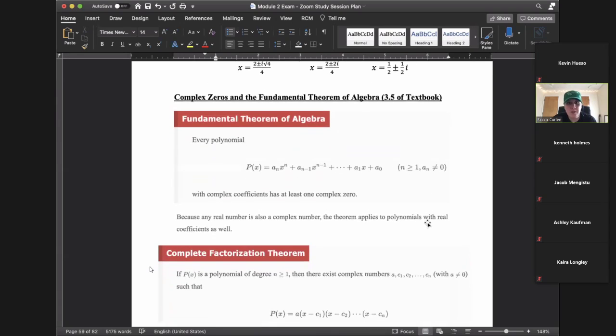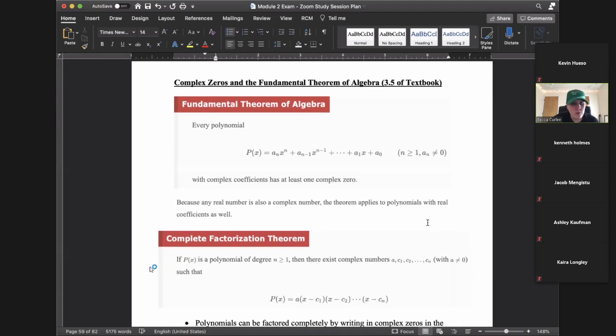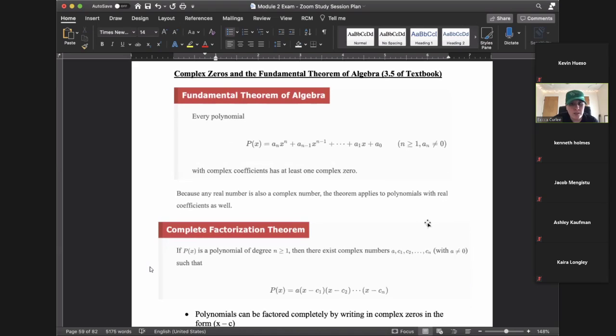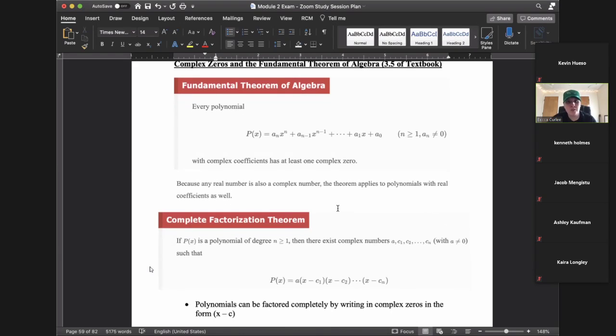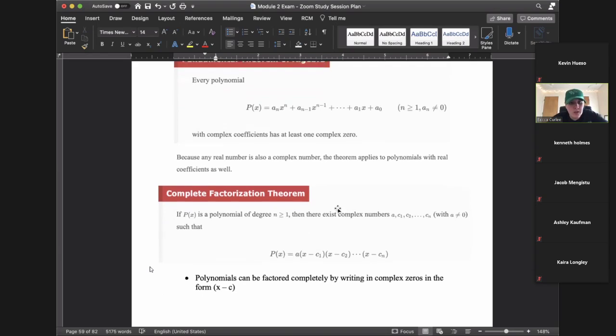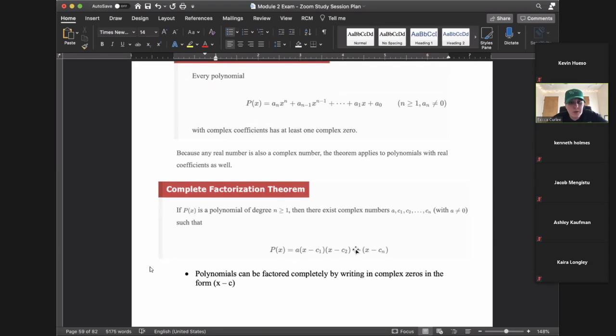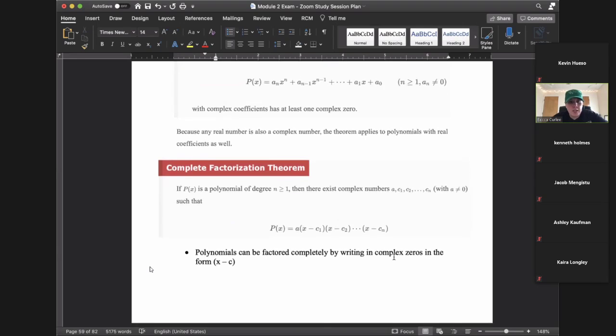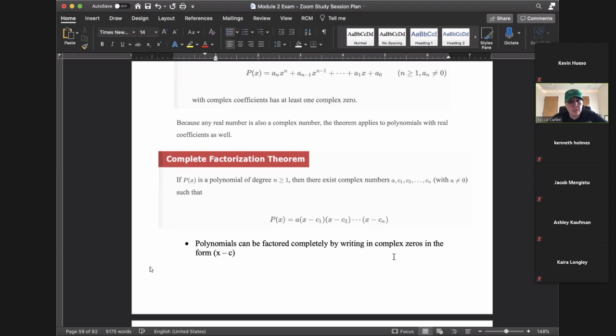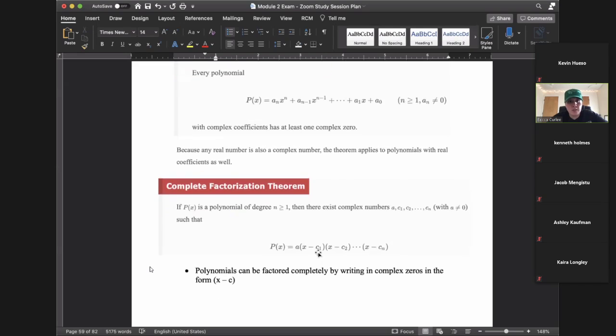Complex zeros in the fundamental theorem of algebra. So let's see, we've got every polynomial with complex coefficients has at least one complex zero. Because any real number is also a complex number, the theorem applies to polynomials with real coefficients as well. If p of x is a polynomial of degree n greater than or equal to 1, there exist complex numbers such that... basically all of this is saying is that polynomials can be factored completely by writing complex zeros in the form x minus c. That's all it's saying.